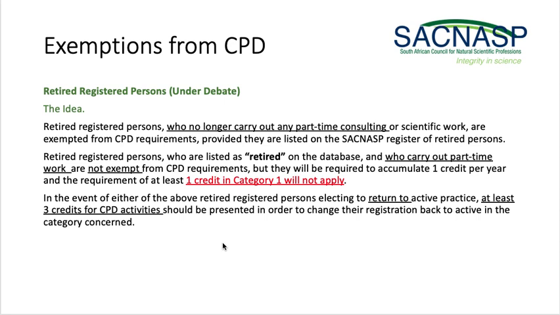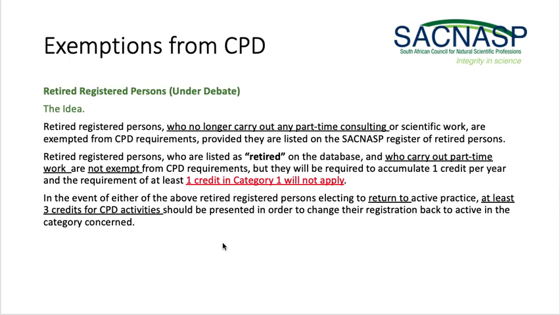When that's up and running, then yes. But as the policy stands now, if you are a retired member, you're not bound by CPD, but if you still do carry out part-time work, then you need to get at least one CPD credit per year, and that one doesn't have to be in Category 1. You're exempt from Category 1. So it's actually quite simple and easy for you still to retain your professional registration.